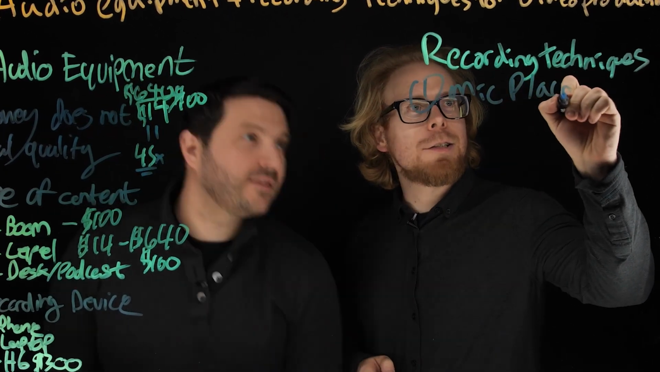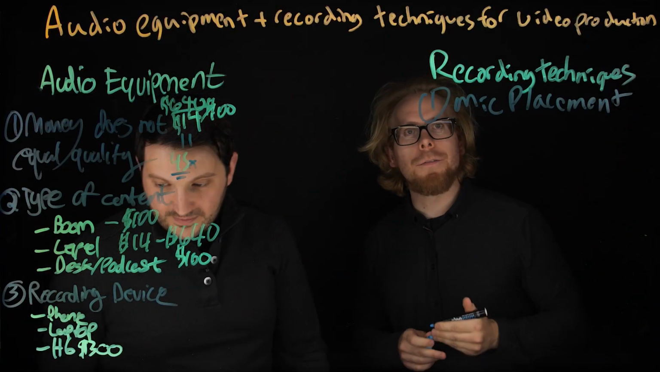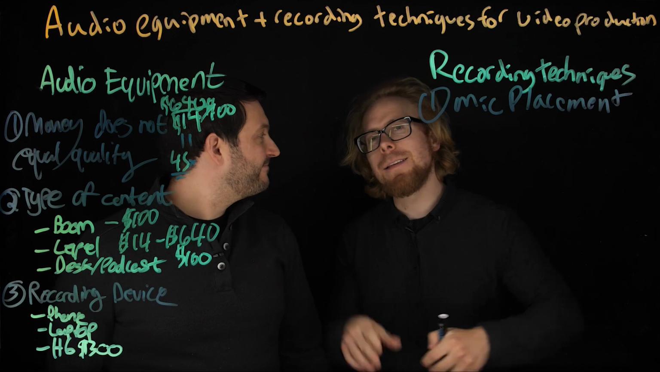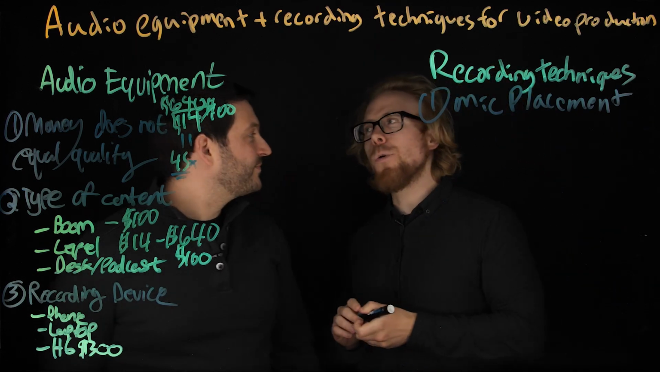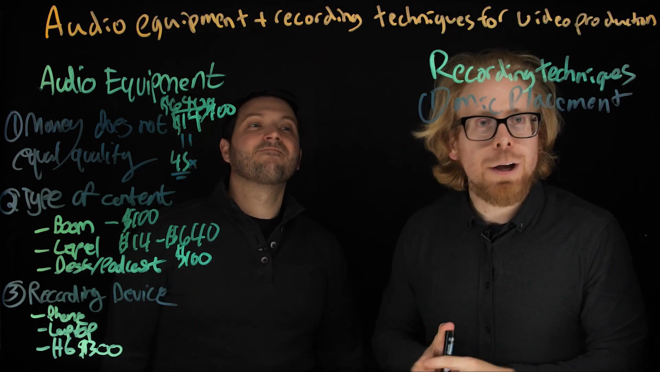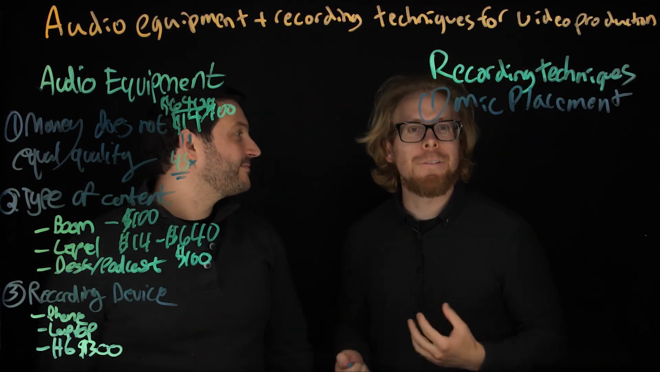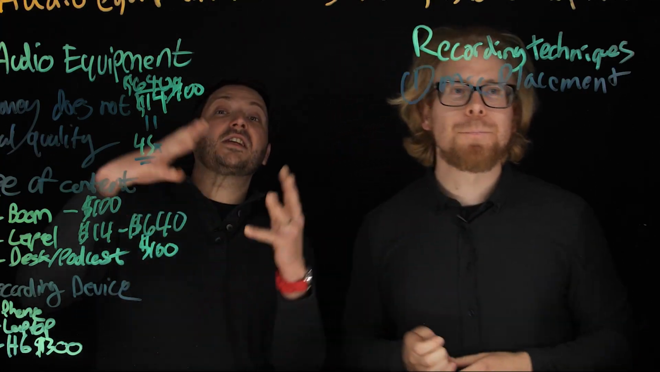Mic placement. Now this is going to depend on the type of mic and the type of recording device you have, but the basics are you want to make sure the mic is close enough to the person that you get good audio, and not too close, so that you're getting feedback. In other words, the sound is coming distorted.